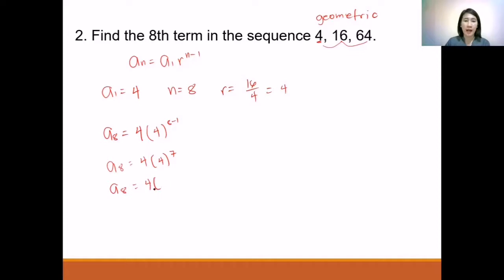So let us now have 4 raised to 7. You can actually use your calculators. So 4 raised to 7 is equal to 16,384. So we multiply 16,384 to 4. So that is actually 65,536.